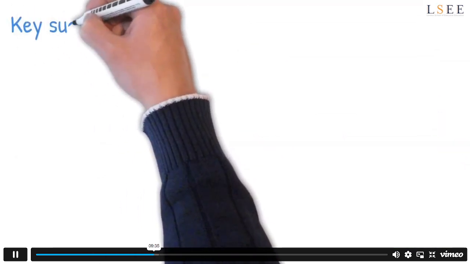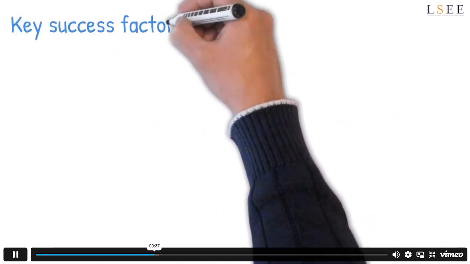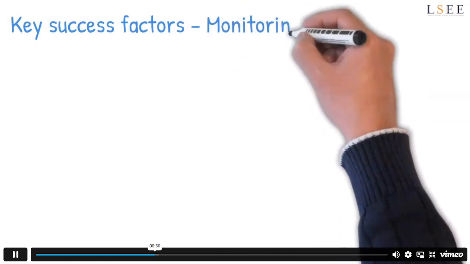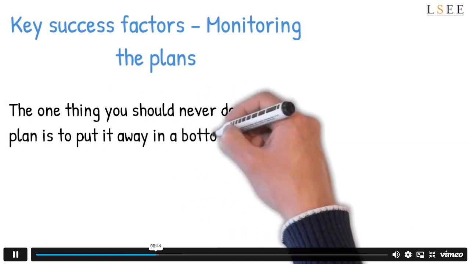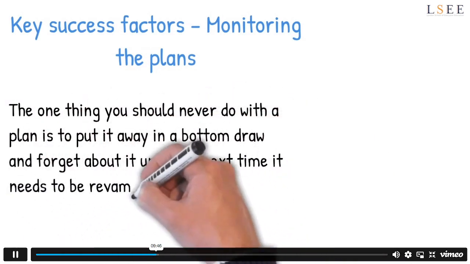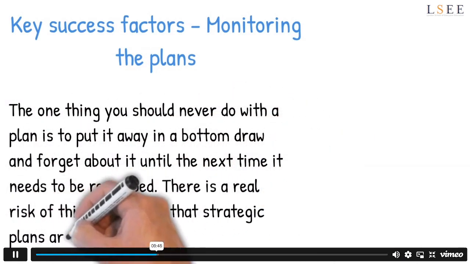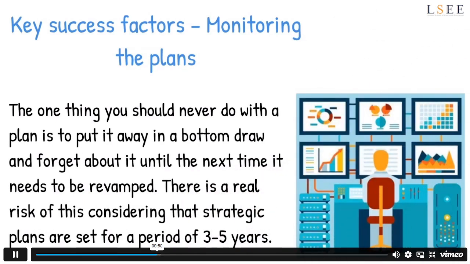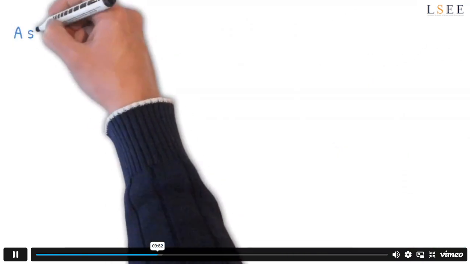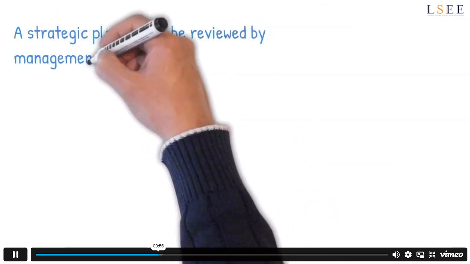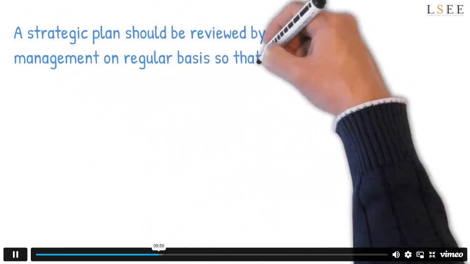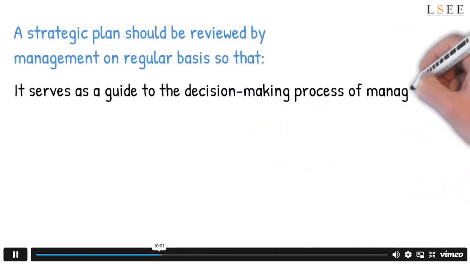Key success factors: monitoring the plans. The one thing you should never do with a plan is to put it away in a bottom drawer and forget about it until the next time it needs to be revamped. There is a real risk of this, considering that strategic plans are set for a period of 3 to 5 years. A strategic plan should be reviewed by management on a regular basis so that it serves as a guide to the decision-making process of management.